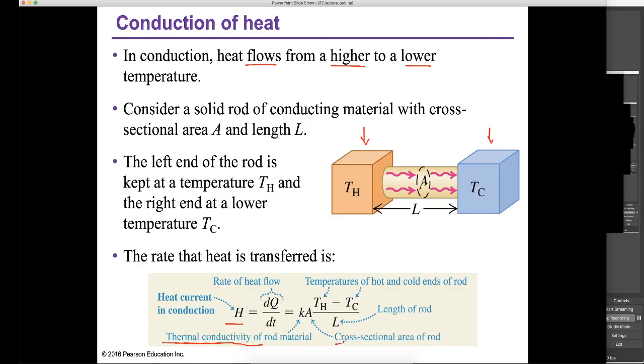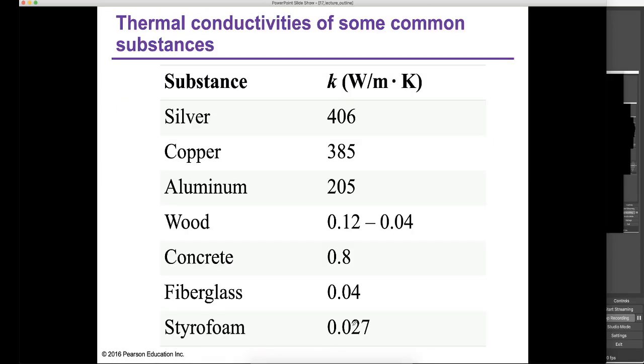Again, if the cross-section area of the rod is bigger, then the rate of heat flow is greater. And if the temperature difference is greater, then the rate of heat flow is greater. When the length is shorter, then the rate of heat flow is greater. So that's the equation for calculating the rate of heat flow.